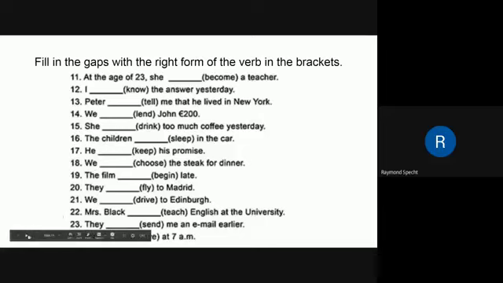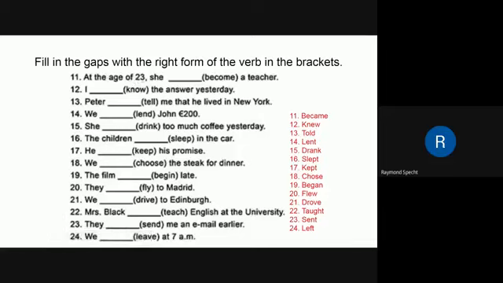Okay, let's go over our answers. At the age of 23, she blank a teacher. Became. I blank the answer yesterday. Knew. Peter blank me that he lived in New York. Told. We blank John 200 euros. Lent.